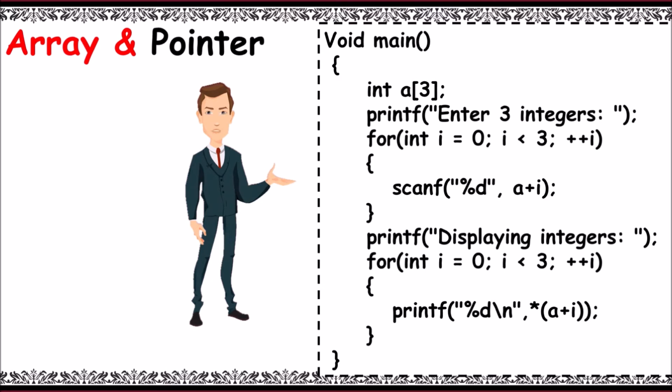A sample program to demonstrate arrays and pointers, accessing 3 array elements with respect to pointers. Right, here we go. First main, int a[3]. Next printf, enter 3 integers. A for loop begins for accessing 3 elements.